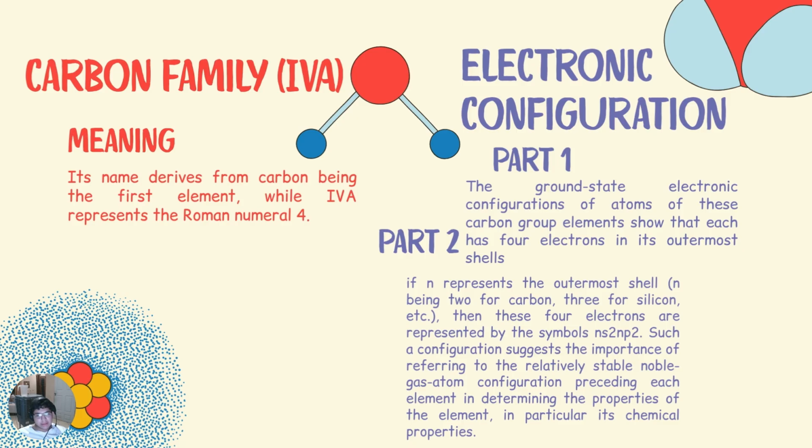These 4 electrons are represented by the symbols ns2 and np2. Such a configuration suggests the importance of relatively stable noble gas atom configuration for determining the properties of each element, in particular its chemistry properties. Main physical and chemical properties of group IVA.